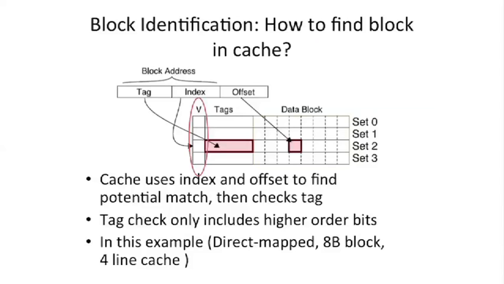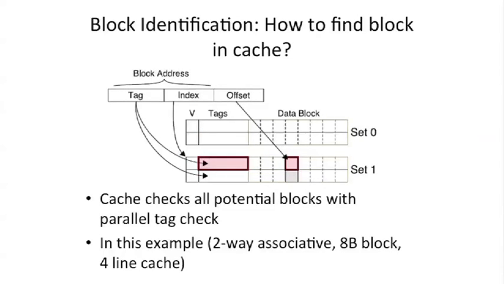Finally, there's this V column here. This is what I was alluding to before. It's really important. You need a valid bit to see whether the line is valid. It's very possible you could have old data or the cache is not initialized, at which point these V bits would all be 0, or not valid.